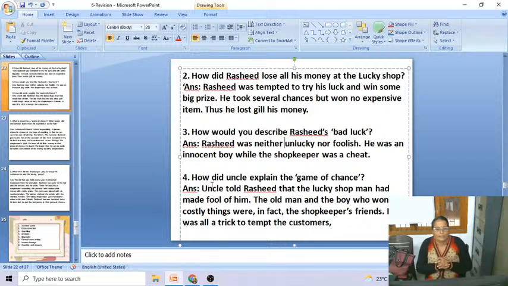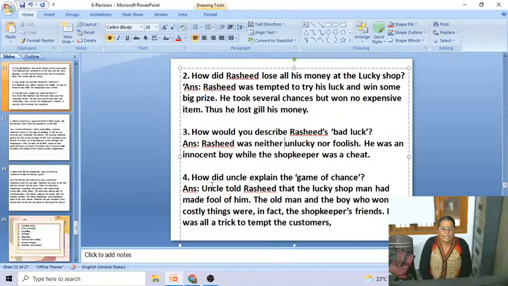Right? So he was not unlucky, but he was foolish. Right? Rashid was neither unlucky nor foolish. इसमें nor foolish I will not agree. He was foolish. इसलिए तो उसमें गया है. He was an innocent boy. Yes, we can say that he is not foolish, but he was innocent. That's correct. Okay. So, ये तो statement सही है. He was not foolish, and next they clarify that he was an innocent boy who doesn't know all these tricks. While the shopkeeper was a cheat. Shopkeeper तो पक्का cheat है ही.